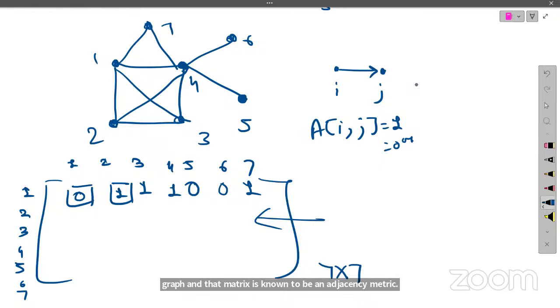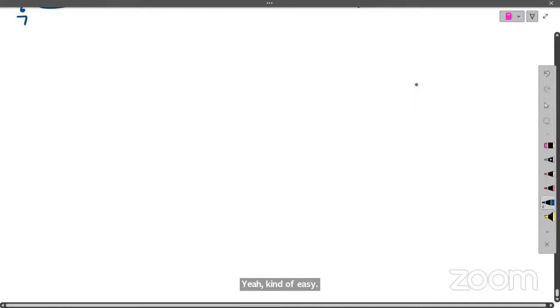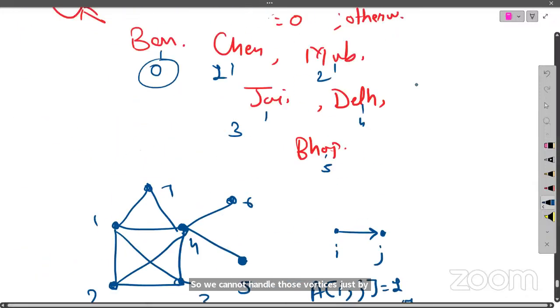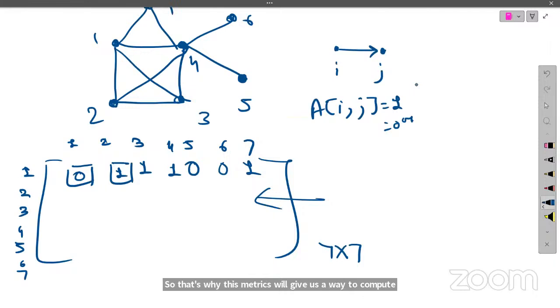Yeah, it's fine. Yeah, kind of easy. Right. And the second description is the adjacency list. So again, why do we need such a mathematical description? Because here we are just dealing with a very simple graph. Simple graph means either we have 10 vertices or 12 vertices. But in practice, when we consider a real life problem, there will be 1,000 vertices or more than that. So we cannot handle those vertices just by using pictures. Right. So that's why this matrix will give us a way to compute or to run a program, because in a program we need some mathematical structure.